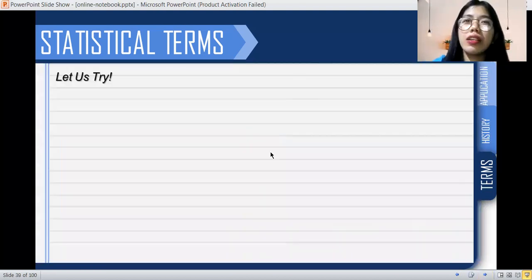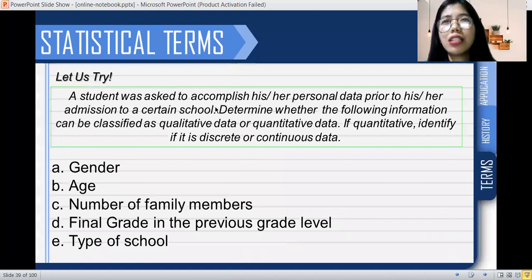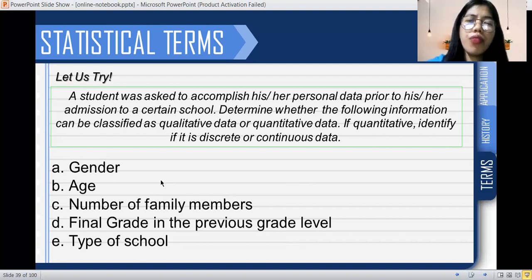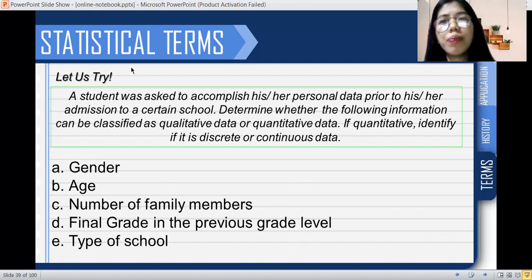Okay, let us try. A student was asked to accomplish his or her personal data prior to his or her admission to a certain school. Determine whether the following information can be classified as qualitative data or quantitative data. If quantitative, identify if it is discrete or continuous data. We have here the gender, the age, the number of family members, the final grade in a previous grade level, and the type of school. So, ayan po, you can pause this video para sagutan itong part na to.